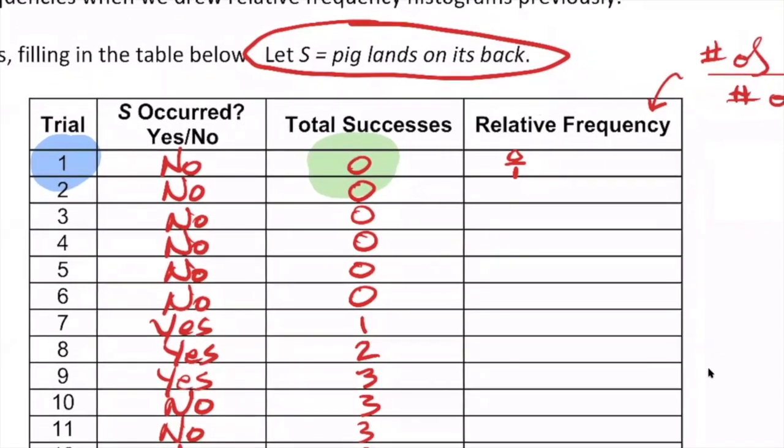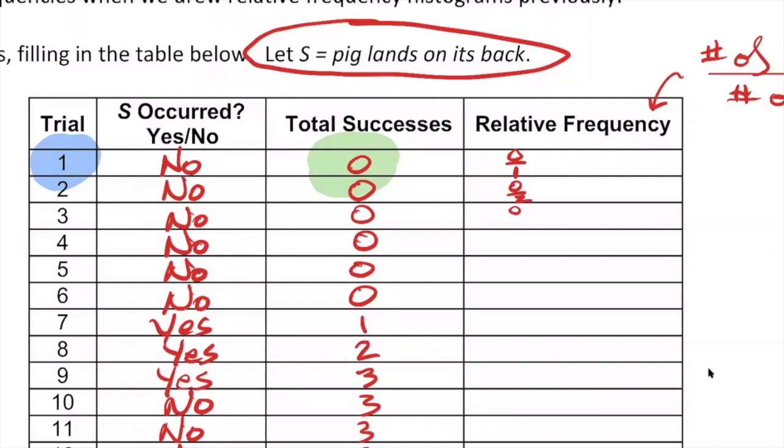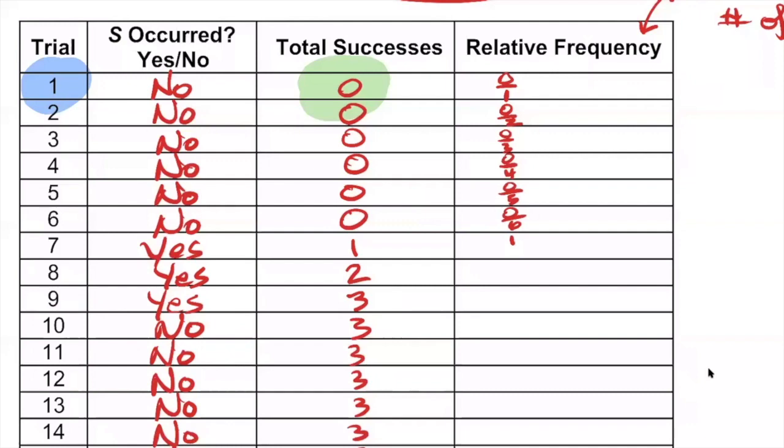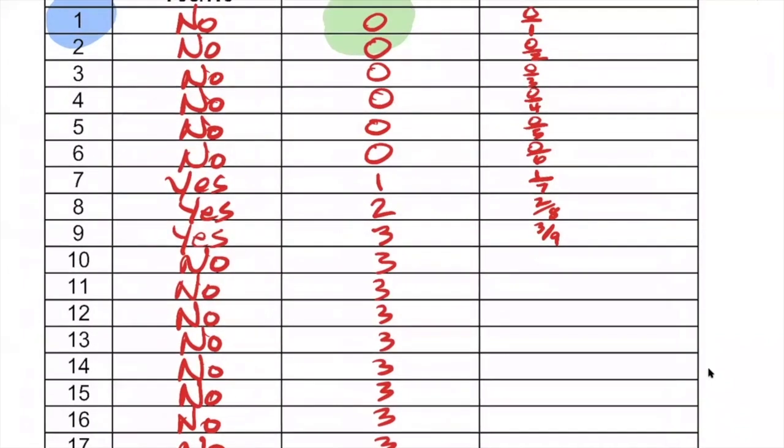And then 0 out of 2, and this just goes on. 0 out of 3 and so on. Finally, on the 7th trial, I get to say there was 1 success out of 7. Then 2 out of 8 on the 8th trial, 3 out of 9 on the 9th. So you're dividing, in every case, the number in the third column by the number in the first column.